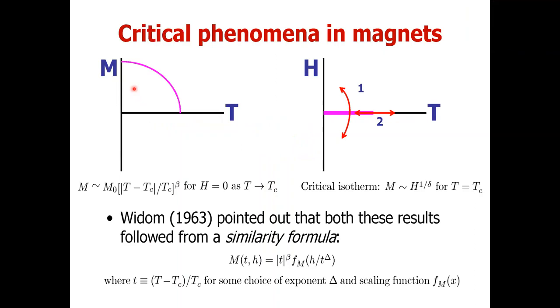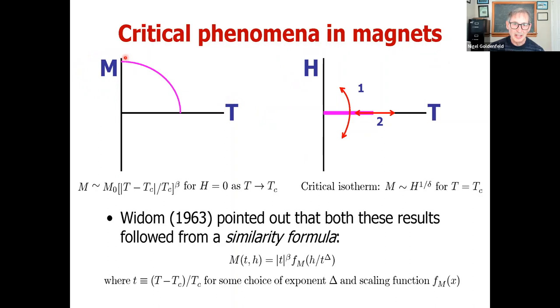So if you have a magnet with an external magnetic field H and temperature T and magnetization M, at a critical point, we know that M scales with some critical exponent beta. There's a breakdown of linear response theory, and M scales with the external field to some power. And these things follow from a similarity formula, which Widom and Kadanoff discovered and explained using scaling.